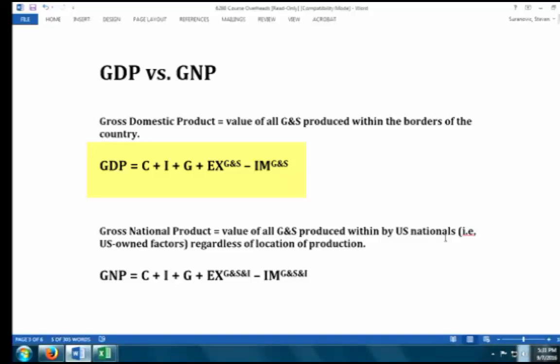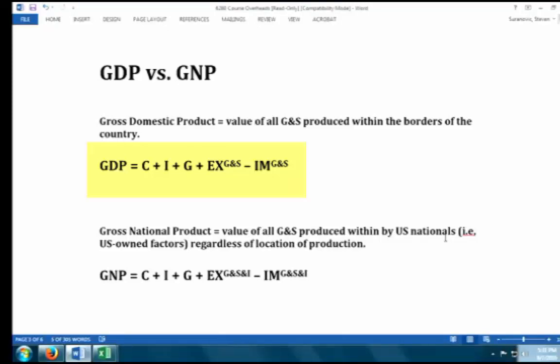So by virtue of eliminating the income payments and receipts that are going back and forth between the countries, what gross domestic product is eliminating is, say, Japanese firms operating an assembly plant in the United States and earning income on that particular operation. We would want to actually count that production as being produced within the borders of the United States, and we want to count that as part of GDP.